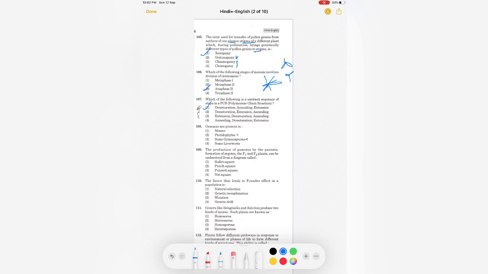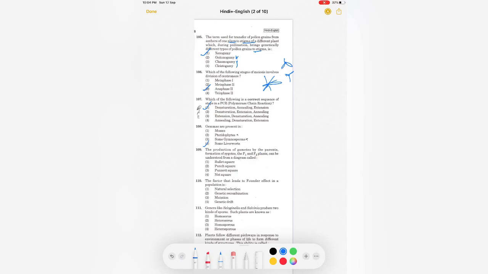Number 108. Gemmae are present in. You know, gemma is an asexual green bud present in some liverworts like Marchantia. The example is Marchantia. You can see some green asexual buds that can directly develop into a new organism. These are present in liverworts, example Marchantia. The answer is 4.